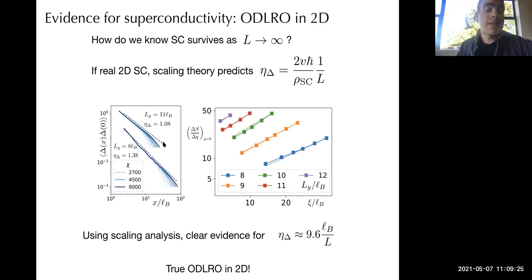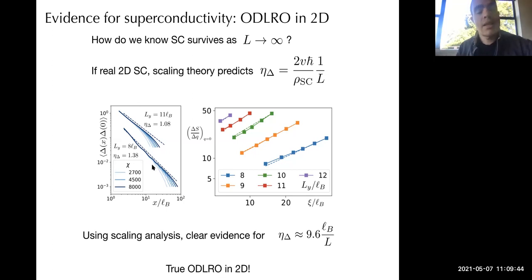So you can see this in this plot to the left. We show the superconducting correlation function at 2 different circumferences. And to the eye, at least, you can see that on this log-log plot, at larger circumference, it falls off more slowly, corresponding to the fact that the exponent has decreased from around 1.4 to 1.0.